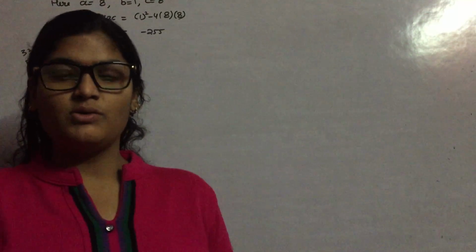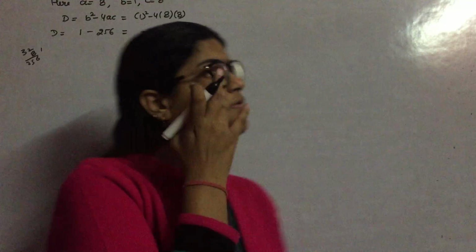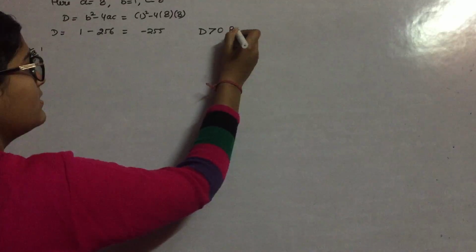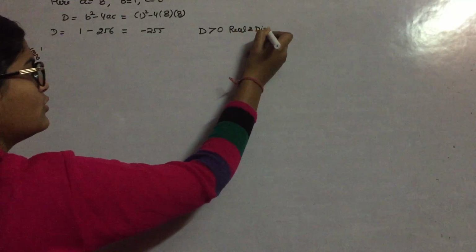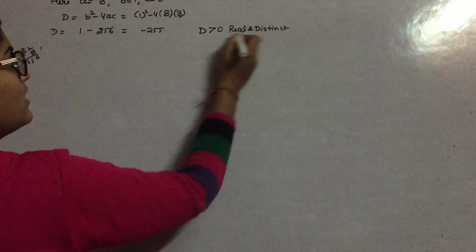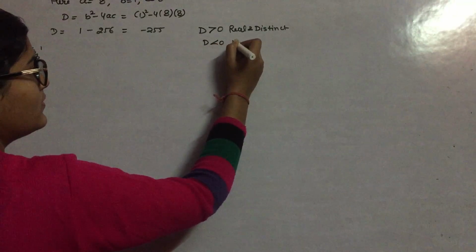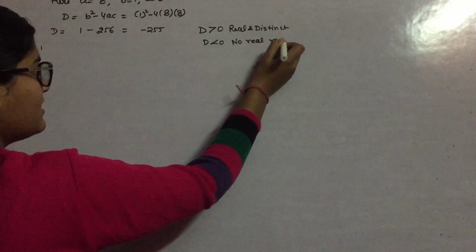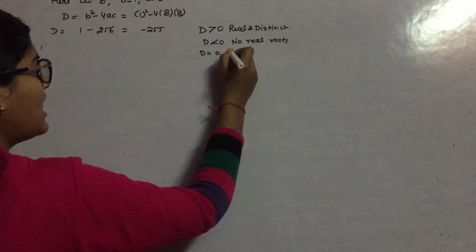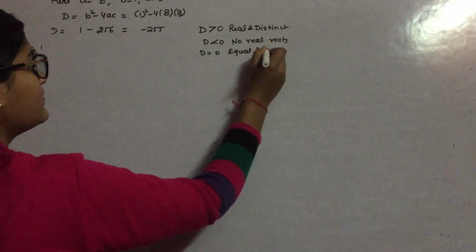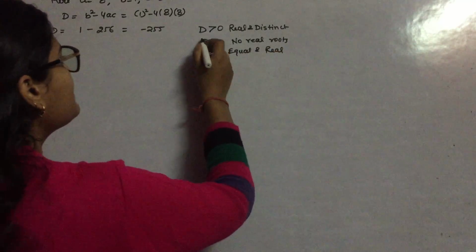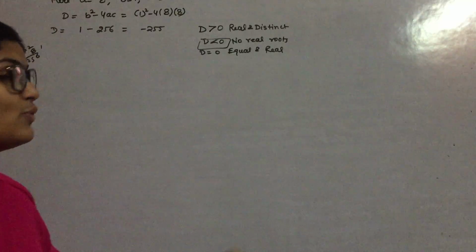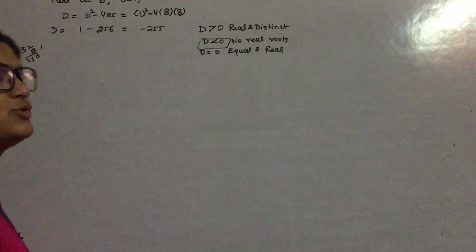Whenever we have studied about the value of D, we always used to say that if D is greater than 0, then real and distinct roots exist. If D is less than 0, no real roots exist. And if D is 0, then equal and real roots exist. But this time D is less than 0, so there are no real roots. But wait, we have some complex roots.